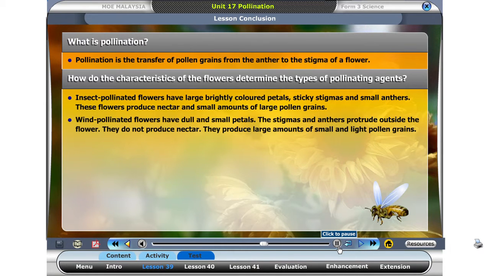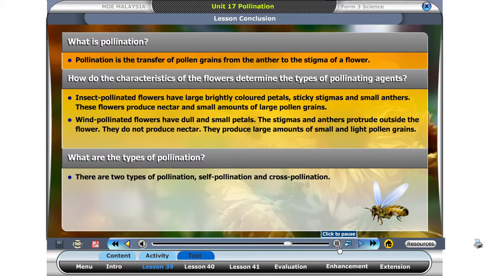Wind-pollinated flowers have dull and small petals. The stigmas and anthers protrude outside the flower. They do not produce nectar. They produce large amounts of small and light pollen grains.